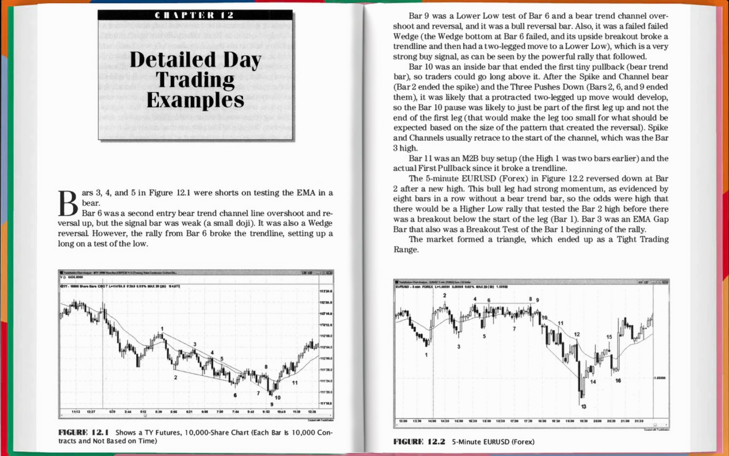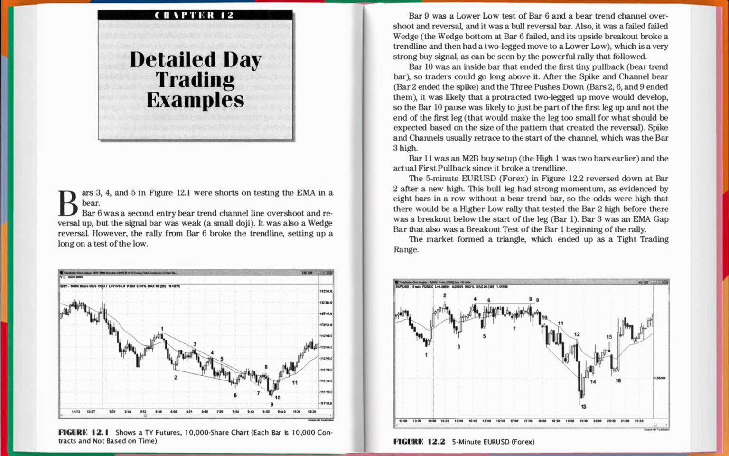Bar 9 was a lower low test of bar 6 and a bear trend channel overshoot and reversal, and it was a bull reversal bar. Also, it was a failed wedge. The wedge bottom at bar 6 failed, and its upside breakout broke a trend line and then had a two-legged move to a lower low, which is a very strong buy signal, as can be seen by the powerful rally that followed.